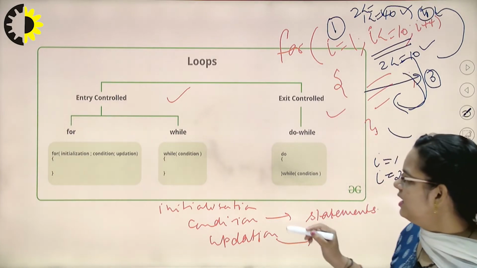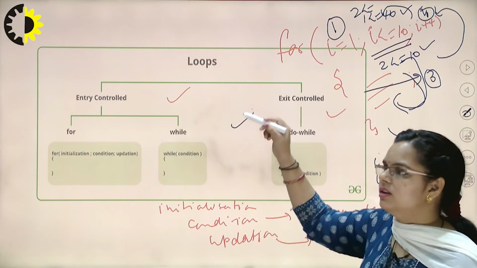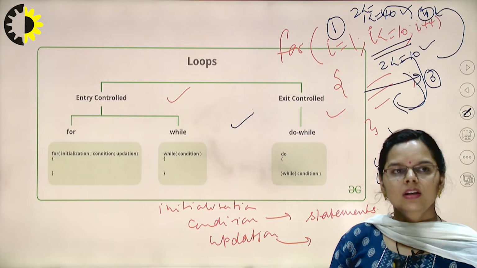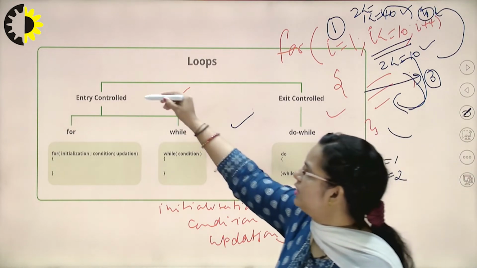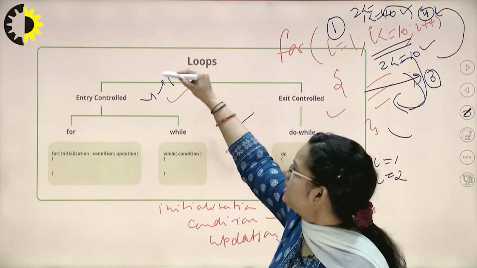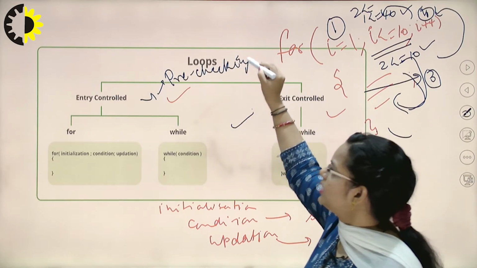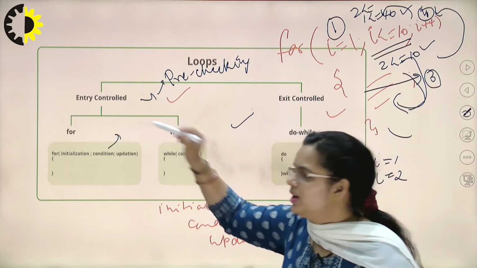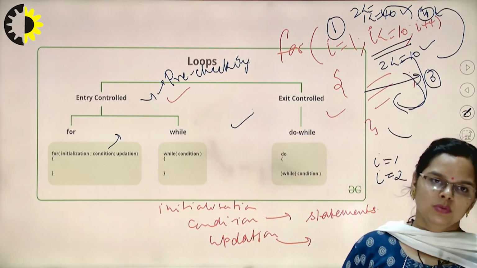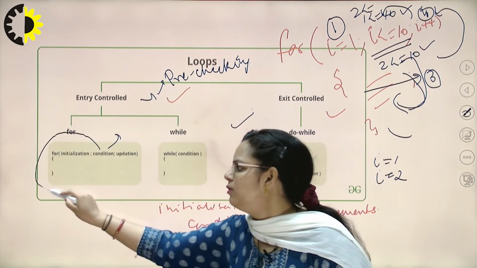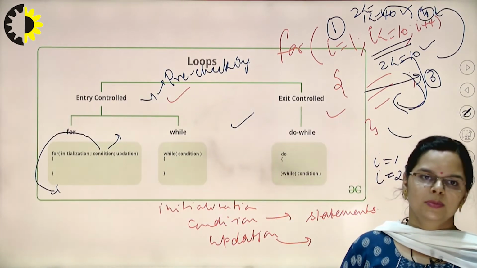So we can say at the very initial point, prior to entering the loop, the condition is being checked. So this is the entry control, or we can also call it a pre-checking loop. Prior to entering inside the loop, the condition is checked here. If the condition is true, then only the statements would be executed, and if the condition is false, then automatically the compiler's control would come outside the loop.